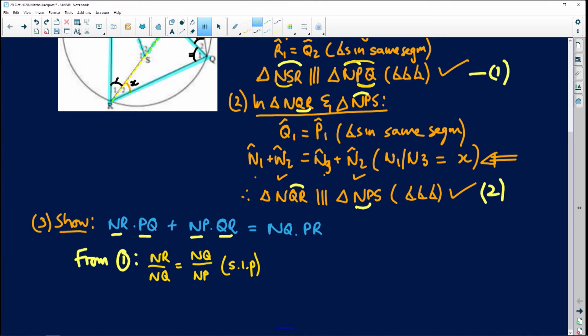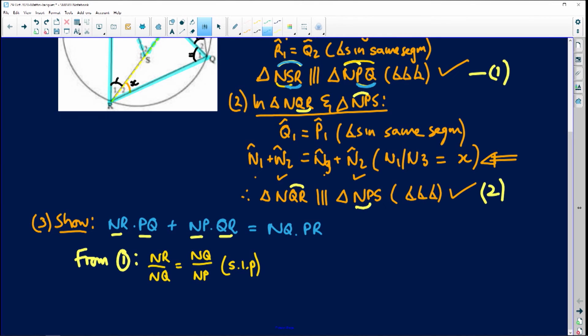Now, if I use PQ, I am supposed to use SR. So let me use another color. PQ and SR is what I want. And for the other side, I'm going to use NR and NS. Okay, so let us go for NR over there. I've already got NR, I don't have NR. So what can I do? I can say NR over NS is NQ over NP.